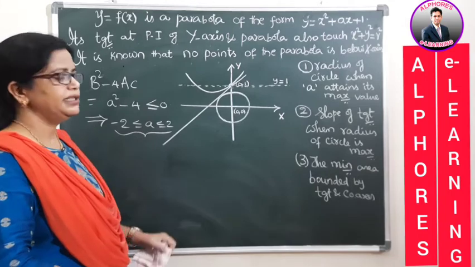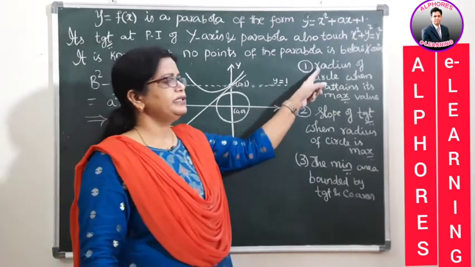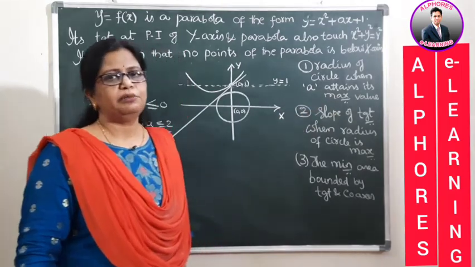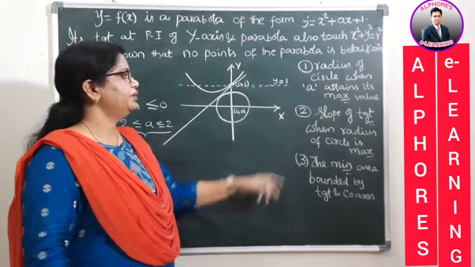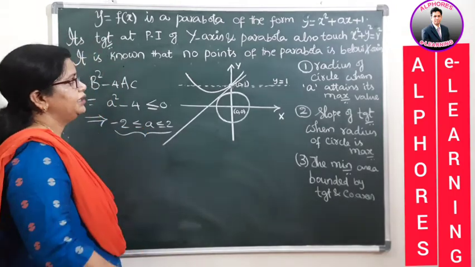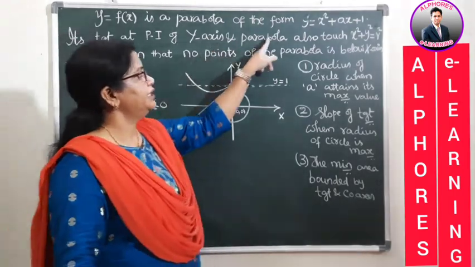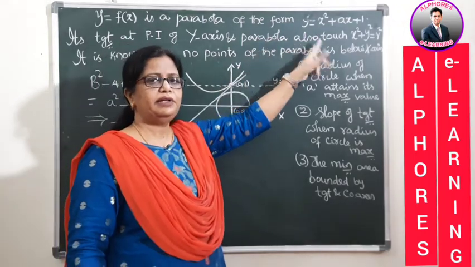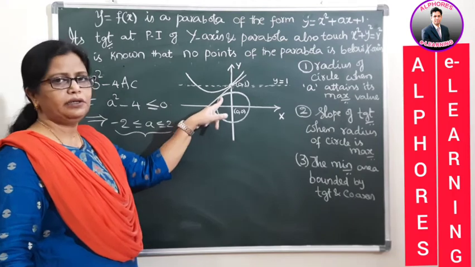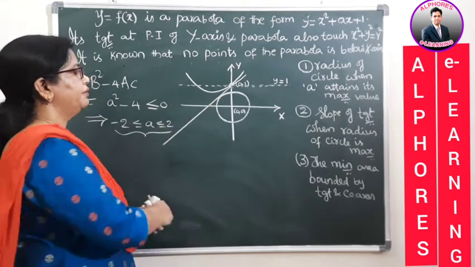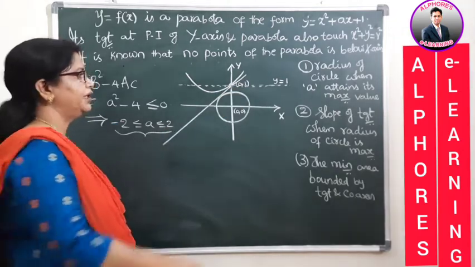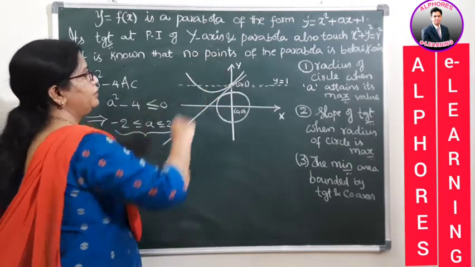Now what questions can they ask here? The first one is the radius of the circle when a attains its maximum value. What is the connection between the radius of the circle and this a value? The connection is that the tangent is touching the parabola as well as the circle. This implies the tangent is also tangent to the circle. Where is the tangent drawn, students? At the point (0, 1) to the parabola.